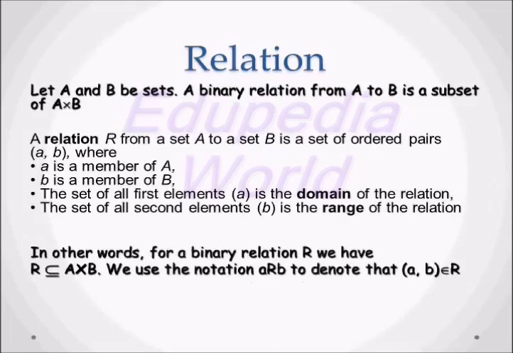In other words, for a binary relation R, we have R is a subset of the Cartesian product A cross B. We use the notation aRb to denote that the ordered pair (a, b) belongs to R.